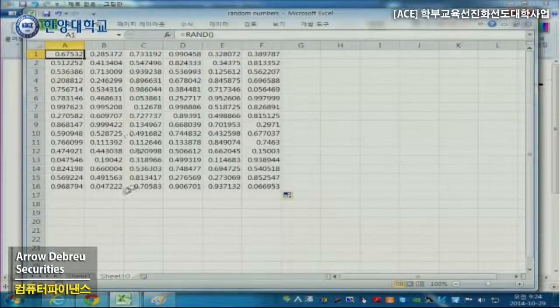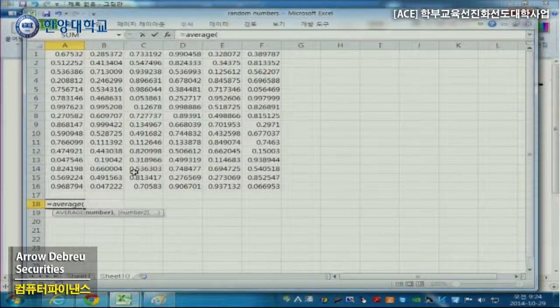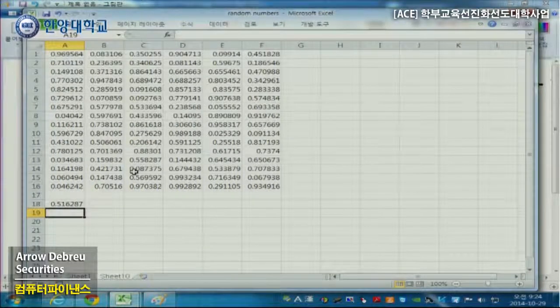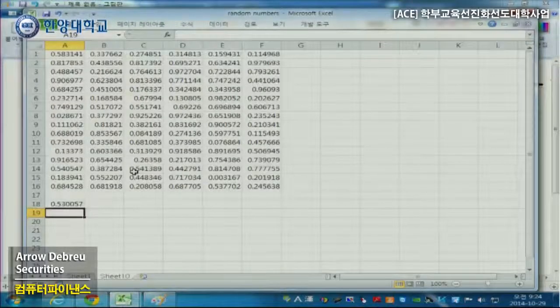Let's check what the average of this would be. What do you think the average is? 0.5, right? Let me see. It is not exactly 0.5, but if I generate enough numbers, it should be 0.5. What would the variance be then? Can you guess? What is the variance of the uniform distribution?